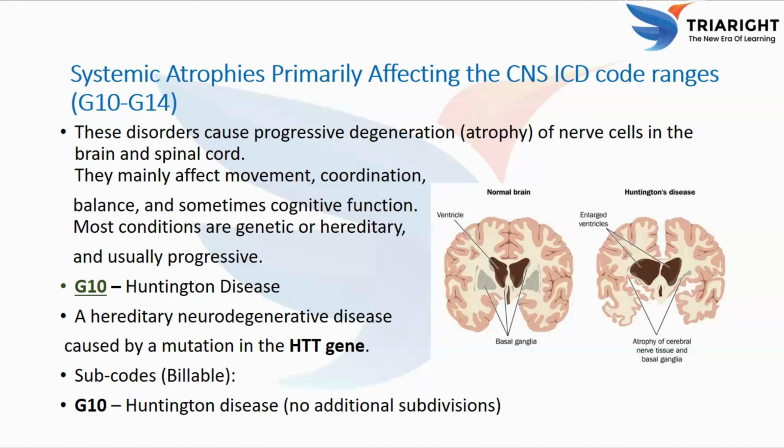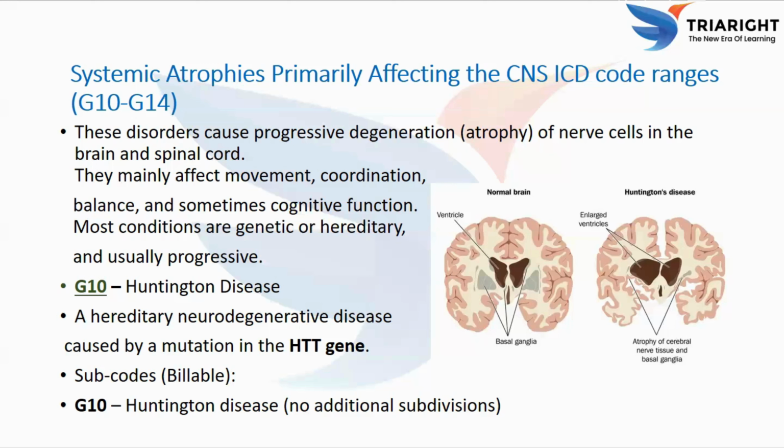So what happens over here? As parts of the brain shrink, the ventricles become larger because the surrounding brain tissue shrinks. So what does this cause? It causes uncontrolled movements, difficulty with balance and coordination. You can also feel changes in mood and behavior. There will be problems with thinking and memory, right?